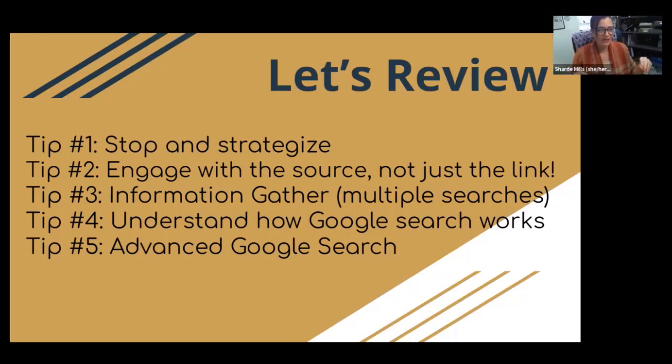So these are the different tips that we've covered in the workshop. So one is stopping and strategizing, being intentional about what we're looking for. Two, engaging with the source, not just the link, which is helpful for determining credibility as well as creating citations. So if we do this up front, it makes those other processes at the end a little easier because we've already put in the work as we've gone through our search process. Tip number 3, information gathering. So this is where we might have to do multiple searches.